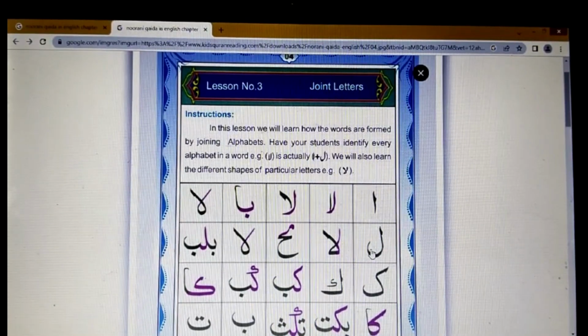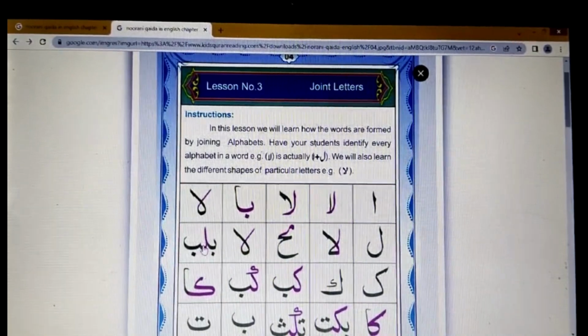The second word is lam. This is also lam alif. This word is lam and this is ha, so we call it lam ha. This is also called lam alif. So this second word is ba, and this word is lam and this word is ba, so we call it ba lam ba.